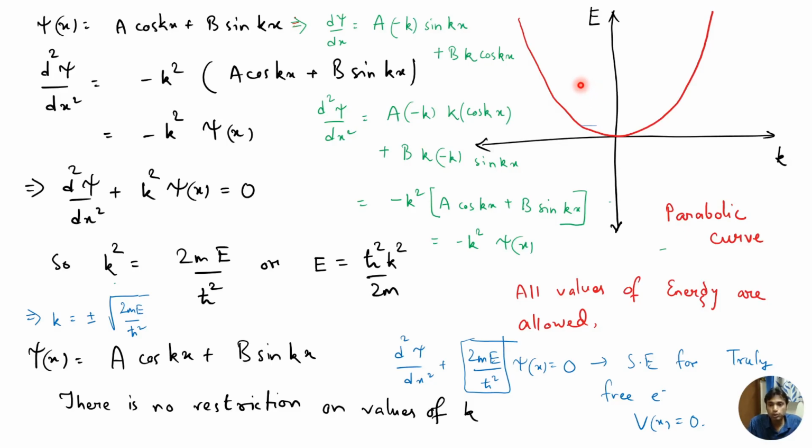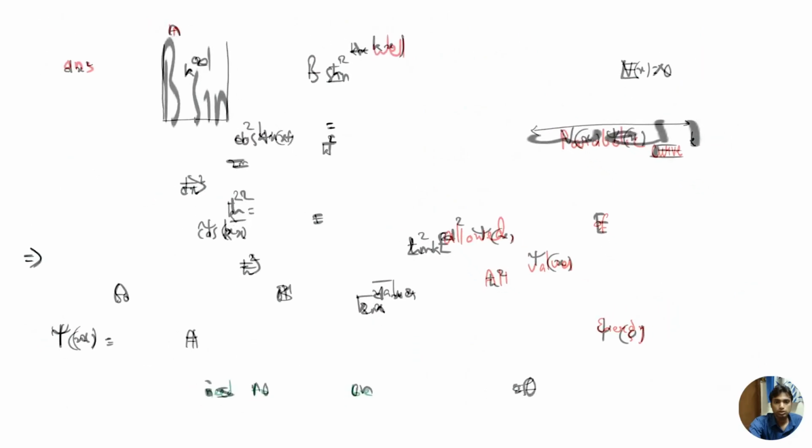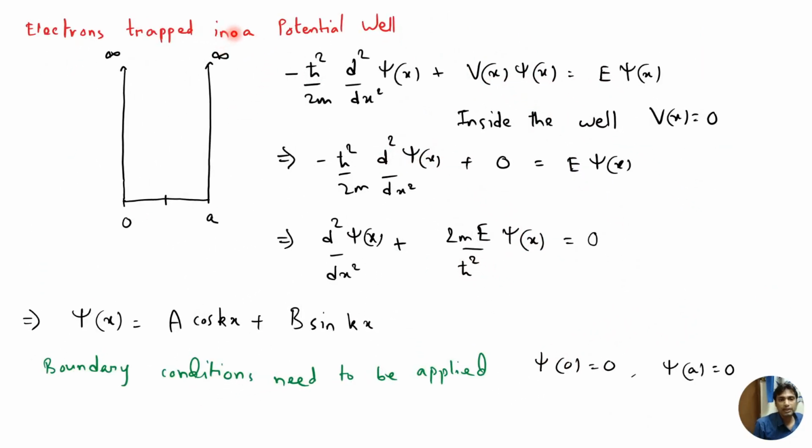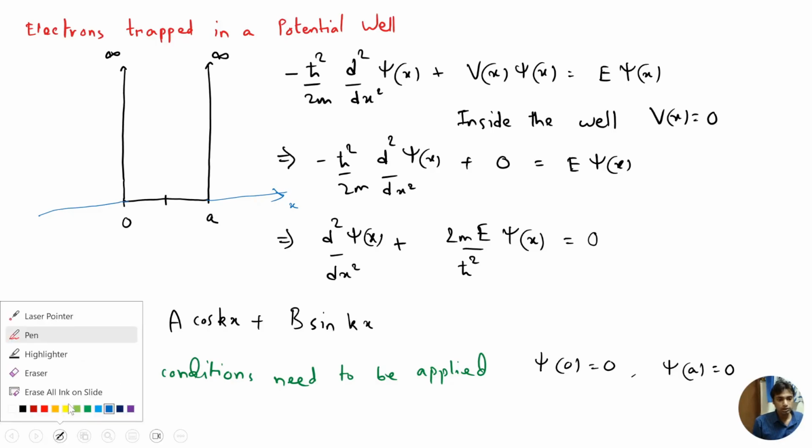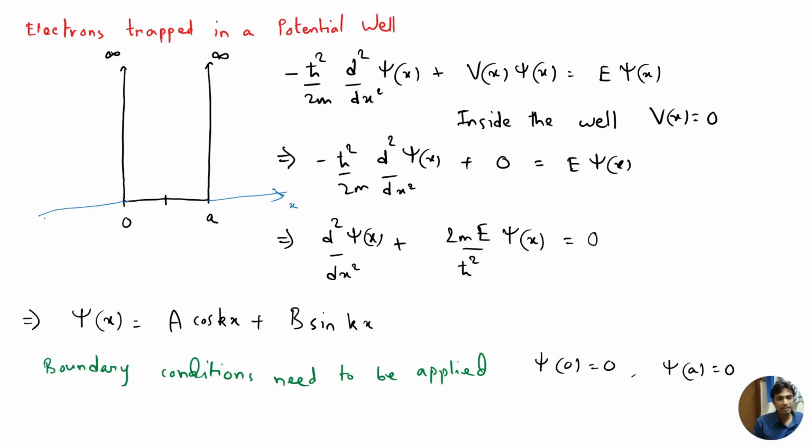Now we are going to confine the electrons. So let us look at electrons trapped in a potential well. This is a potential well, it starts from 0 to A, and outside this the electron is not there. So this is position x. The electron is available only between 0 to A. Outside there is no electron. That means whatever wave function we have will be identically 0 outside. The wave function is 0 here, and the wave function is 0 here.